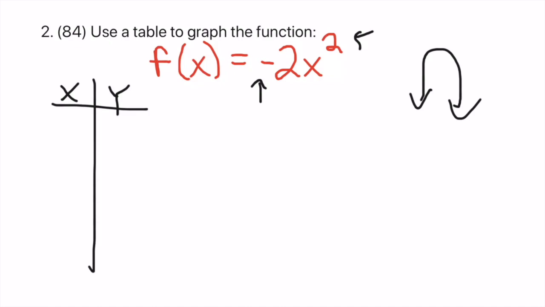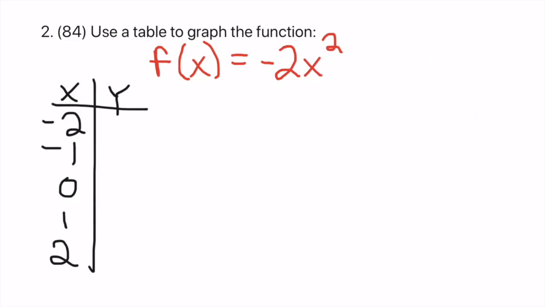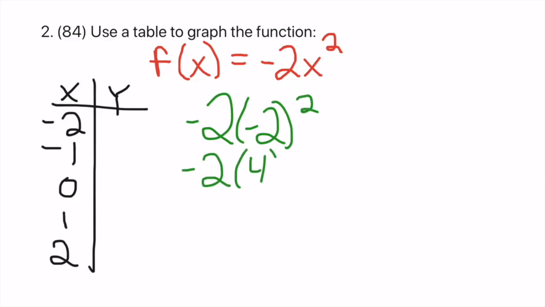So let's choose some numbers. I'm going to choose -2, -1, 0, 1, 2, just so I get some positives, negatives, and a 0 in there. And now let's go plug these numbers in and find what our y's would be. So first we have -2, -2 squared. So that's -2 times 4, or -8.